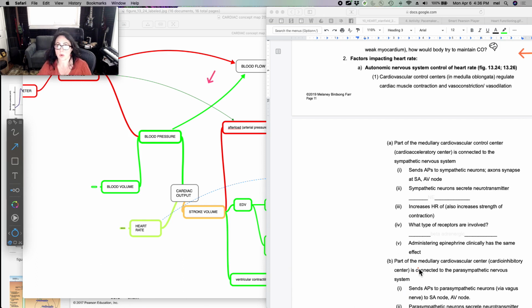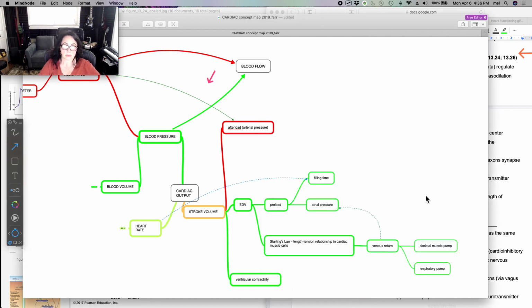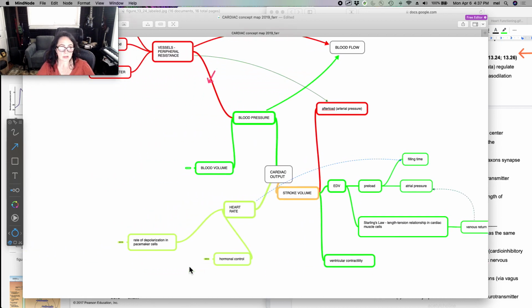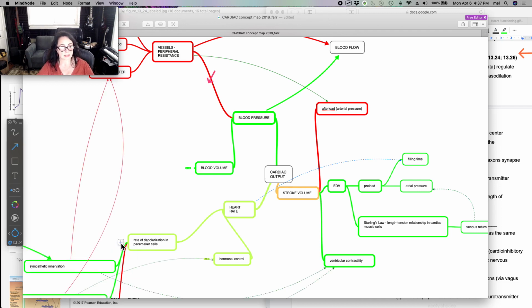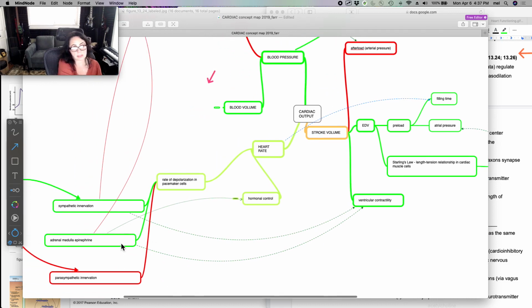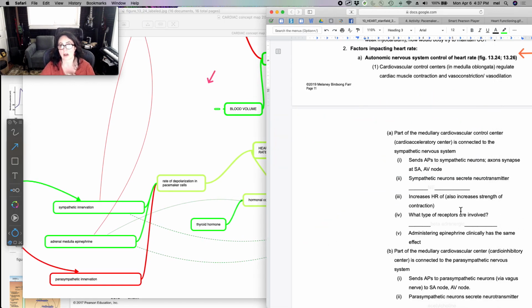So what are the factors that are impacting heart rate? So that's where we are right here. We just finished stroke volume, and now we're going to talk about heart rate. Primarily what impacts heart rate is how quickly your SA node and AV nodes depolarize, and what primarily impacts that is sympathetic and parasympathetic stimulation. But then there are also a couple of hormones that can impact heart rate, and they're not going to be that hard either.